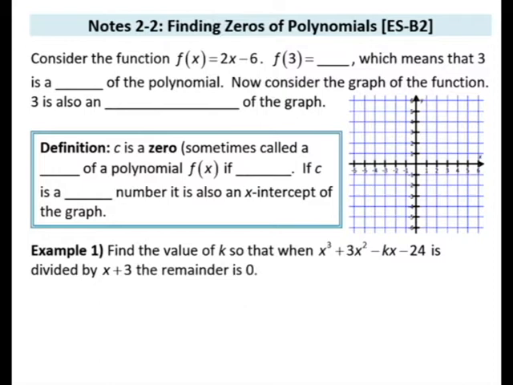As an example, look at the function f of x equals 2x minus 6. If we plug in 3, we get 0. This means 3 is a zero of the polynomial. Now look at the graph. Three is also an x-intercept of this graph.